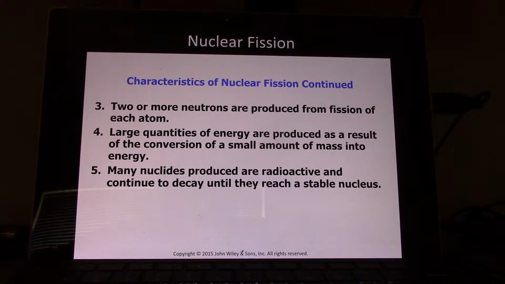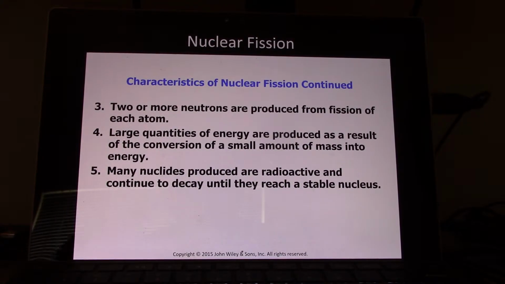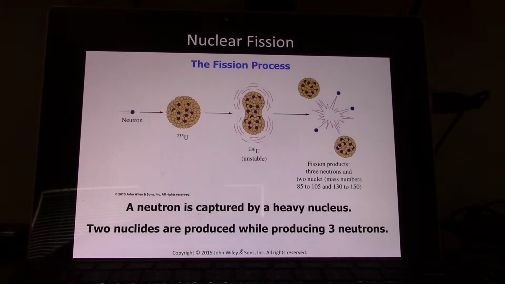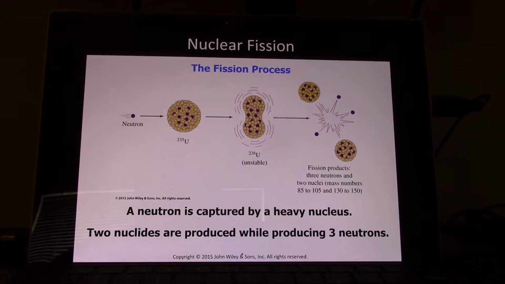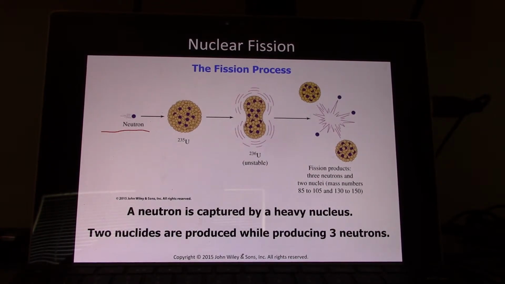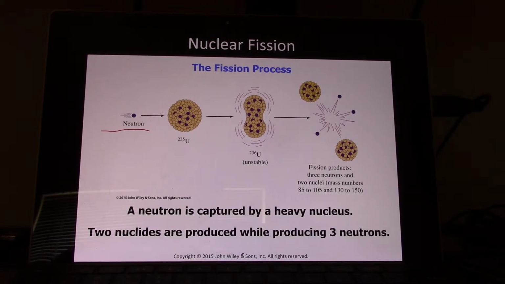Alright, so in nuclear fission, large amounts of energy are produced. And you also end up with a lot of radioactive spent fuel. In the fission process, a neutron, called a slow neutron, the speed is actually really important. It has to be the exact correct speed when it hits the nucleus to make it split.